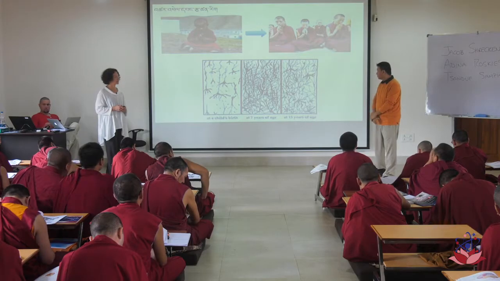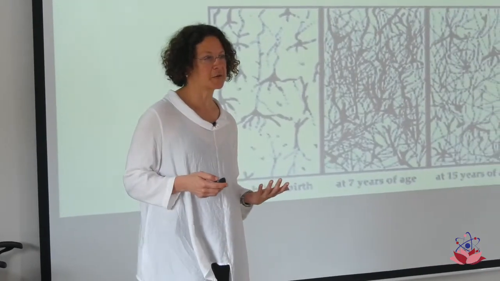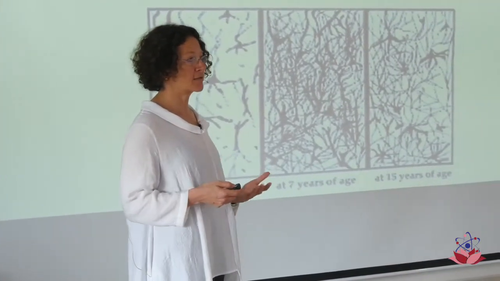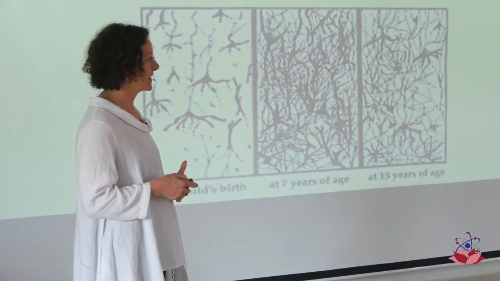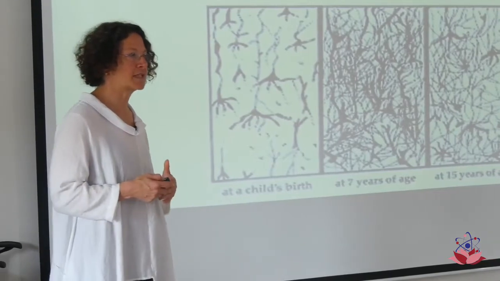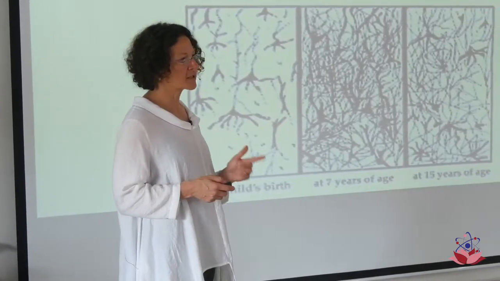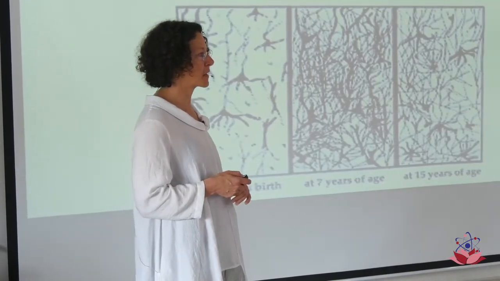And it was once thought that you had all of the neurons you were ever going to have as a child, and they would just die and that would be it. But more recently it was found that there are a few parts of your brain that still generate new neurons throughout your life.